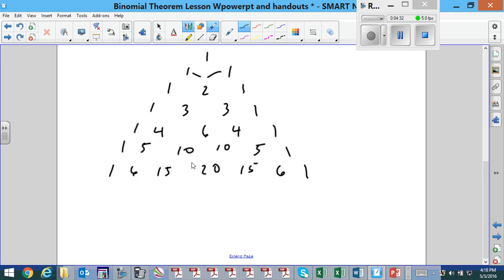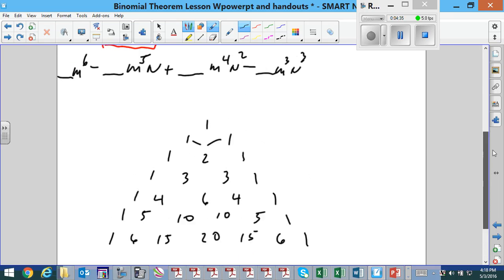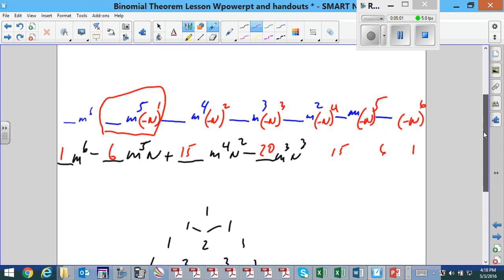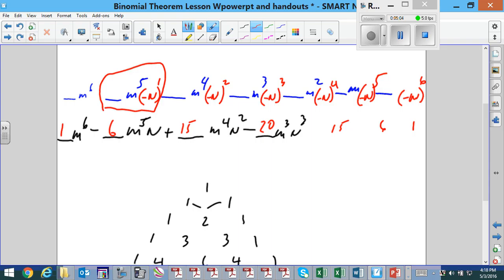So as I'm going to pencil in my coefficients, I know that up here, the first term is going to have a coefficient of 1. The next term is going to have a coefficient of -6. Next one's going to have 15. Next one's going to have 20 in the middle there. We're going to have a 15, a 6, and a 1 again. We can finish those off, but we're able to answer the question right now. The coefficient in front of that term is -6.